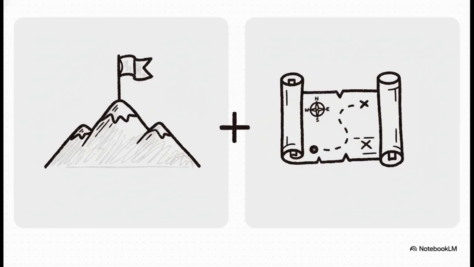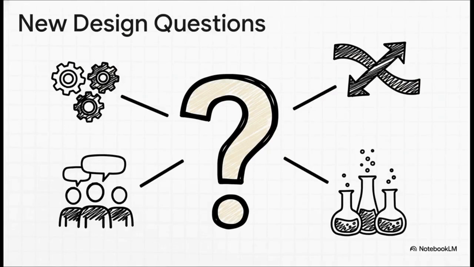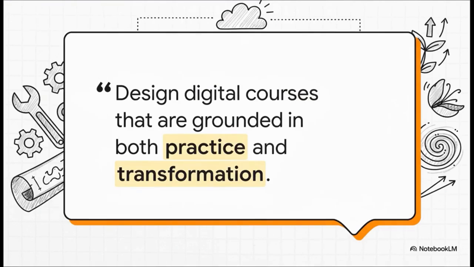And this all leads us to a completely new set of design questions. We're no longer just asking what content we need to cover. Now we're asking things like, what activity systems are learners actually in? What are the real contradictions they're dealing with? And how can our course become a space for them to do some collaborative reflection and real experimentation?